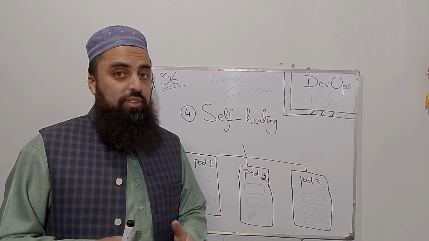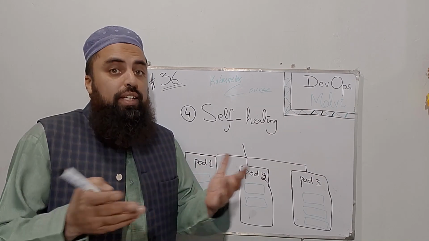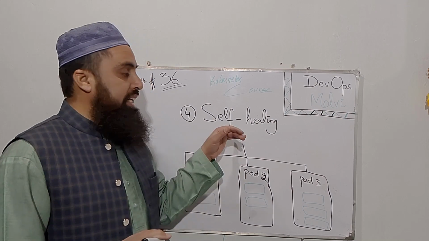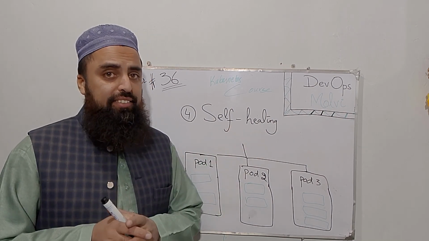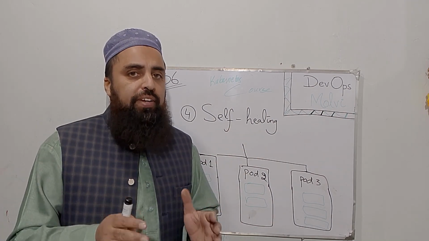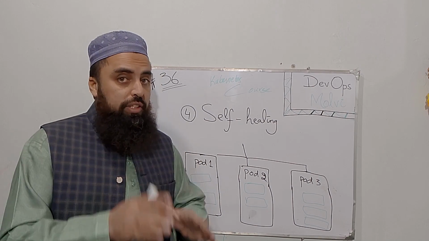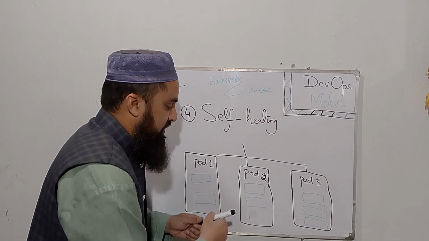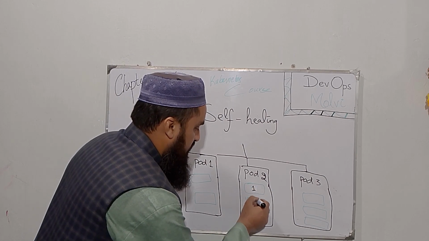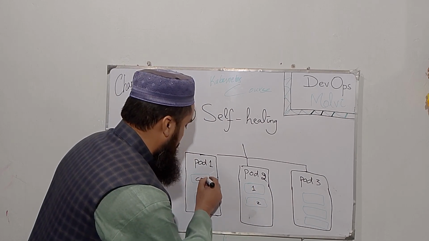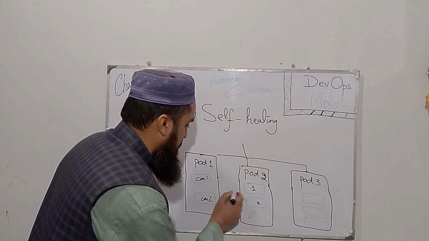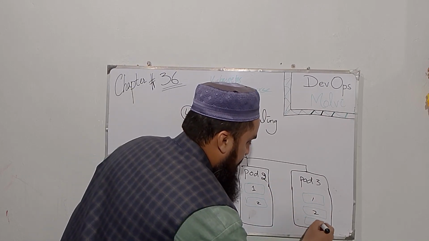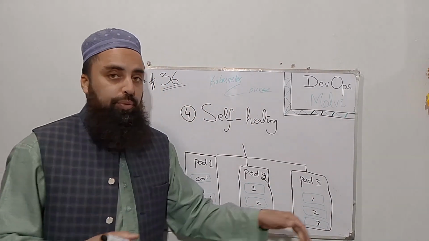Alright guys, the fourth feature of what Kubernetes is used for is self-healing. And now what is self-healing? Self-healing means that if a container in any pod fails, you can see these are containers: container 1, container 2, this is also container 1, container 2, and there are 3 containers in pod 3.